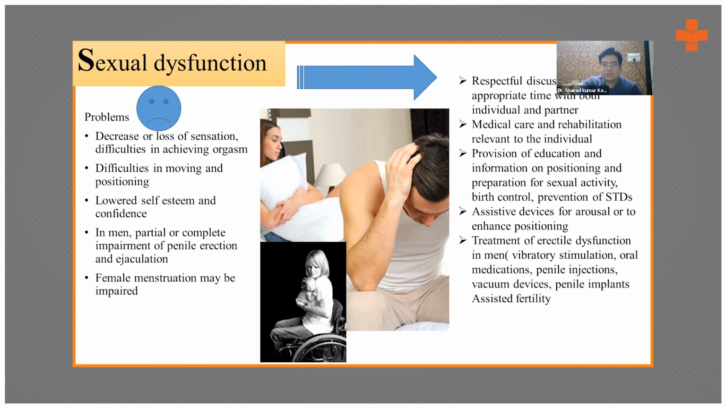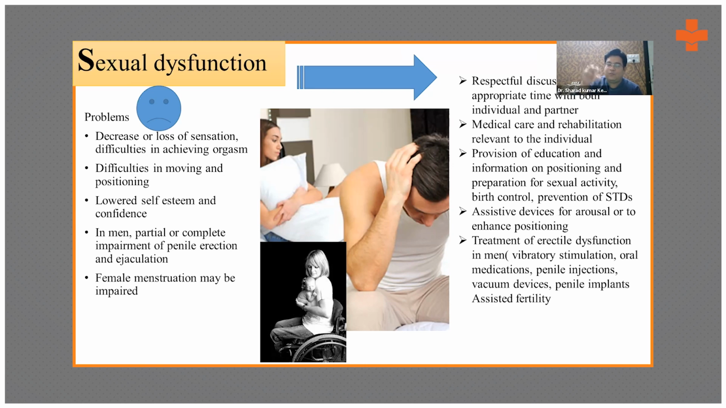Nowadays, there are many toys also, you can use for doing a reflexogenic erection. Okay, and treatment of erectile dysfunction if it is there by using vibratory stimulation, oral medications like sildenafil and other drugs. Then penile injections can also be given. There are vacuum devices like a simple syringe, suppose a 10 cc syringe or 20 cc syringe that can be used. The other end, the injectable part, should be cut out. That is inserted over the penis, and the plunger is pulled out.